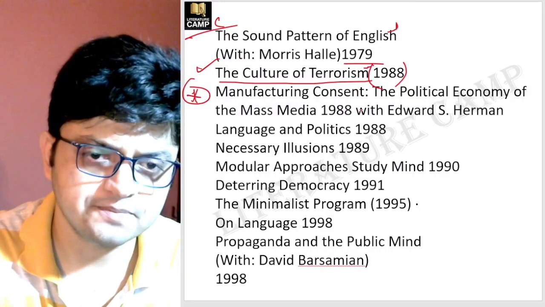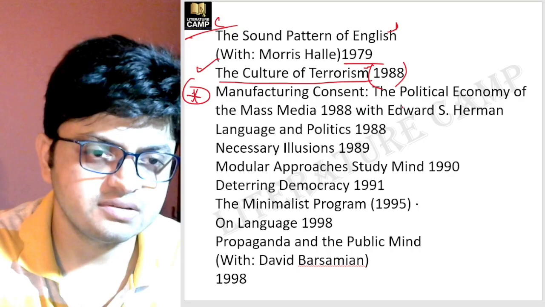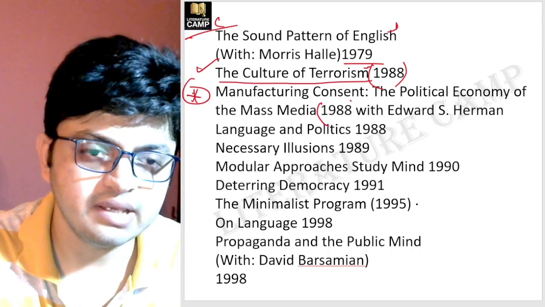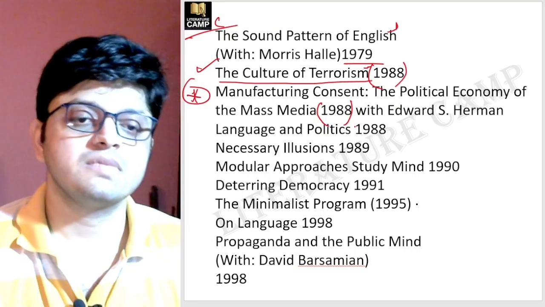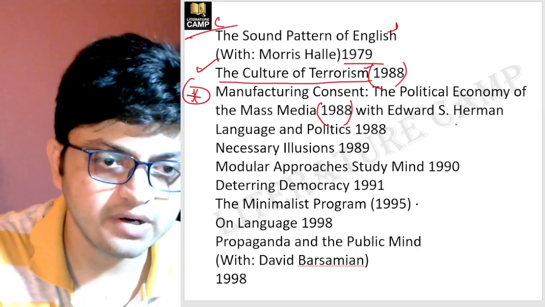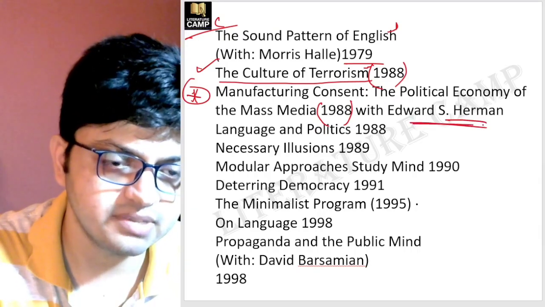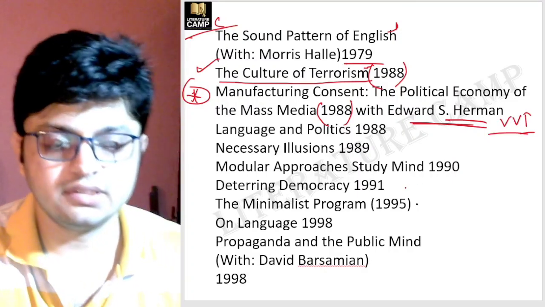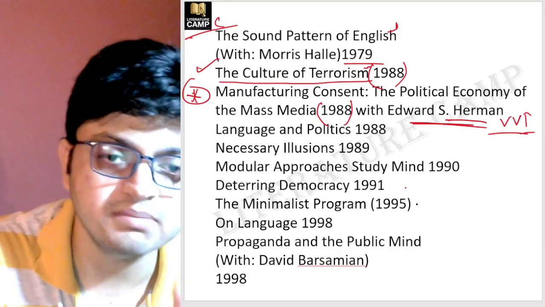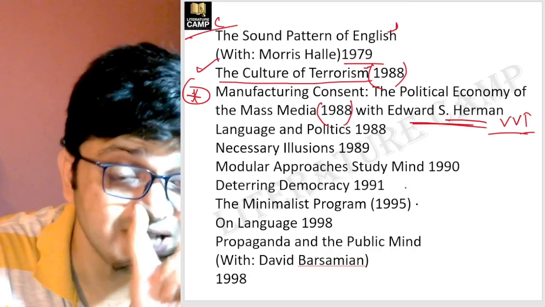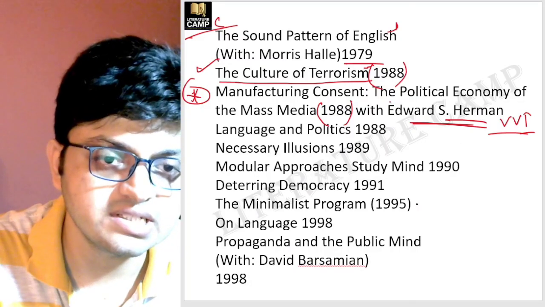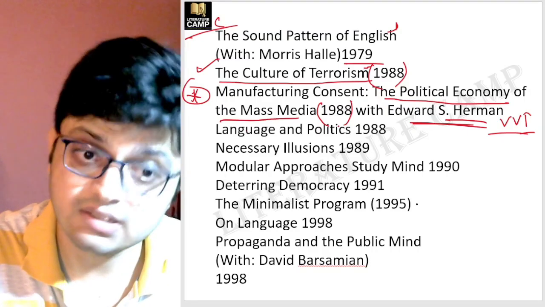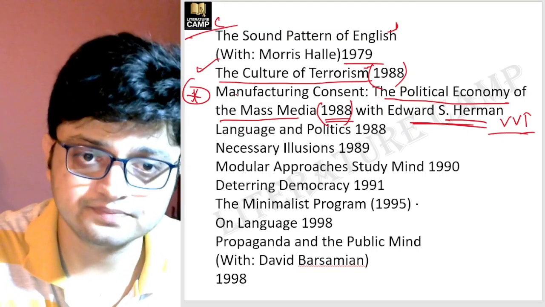Manufacturing Consent: The Political Economy of Mass Media, published in 1988. It is written with Edward S. Herman. Again, you need to remember this name. This is important. A question can come: who has written Manufacturing Consent, or what is the subtitle of this work? The Political Economy of Mass Media, published in 1988.